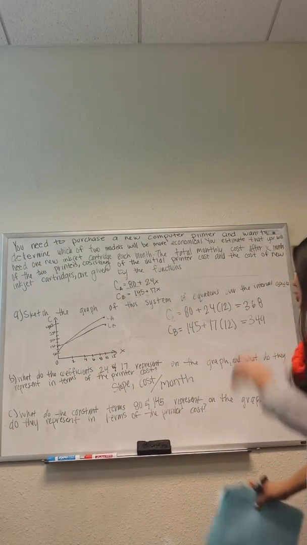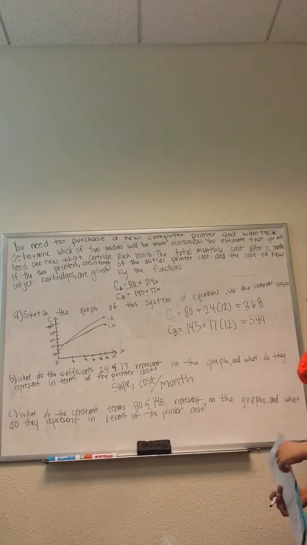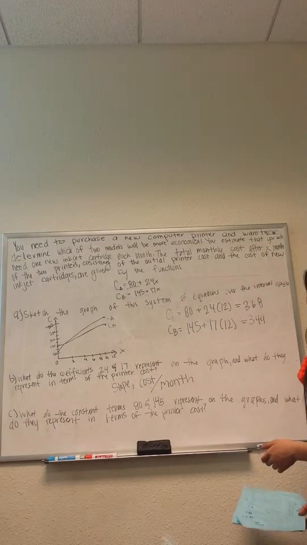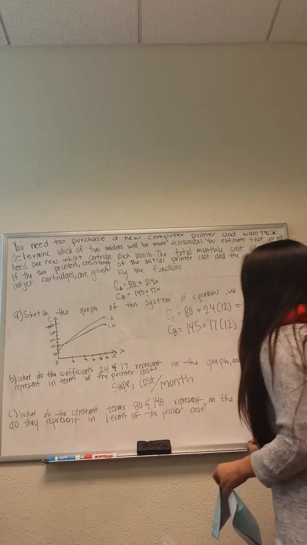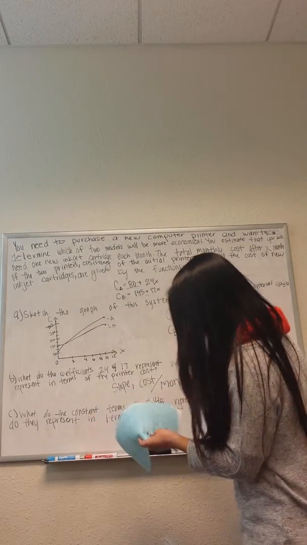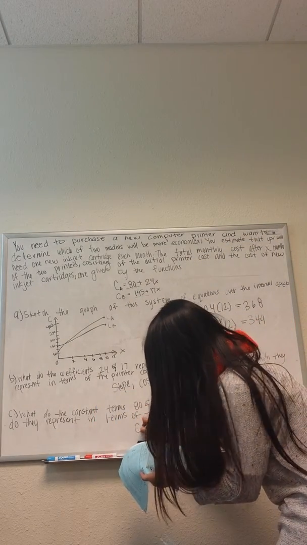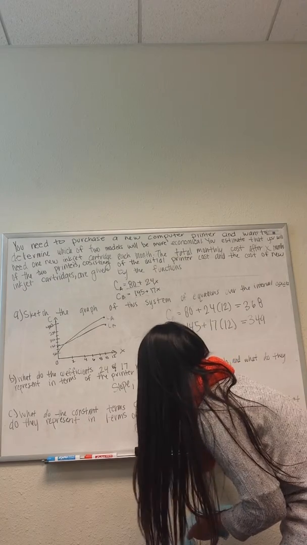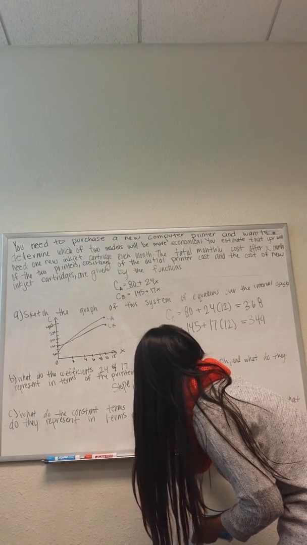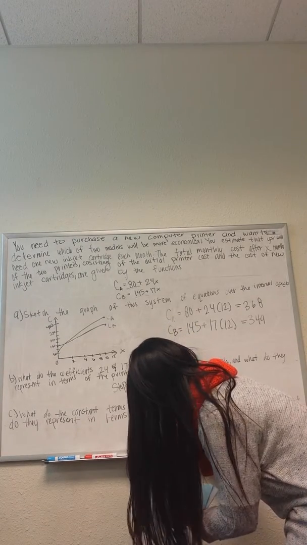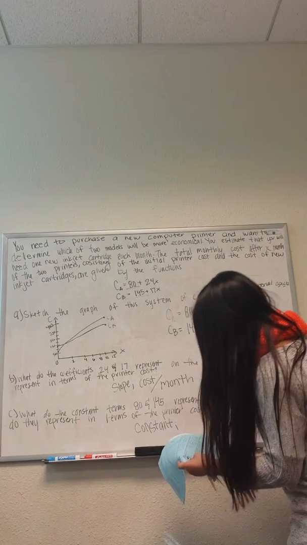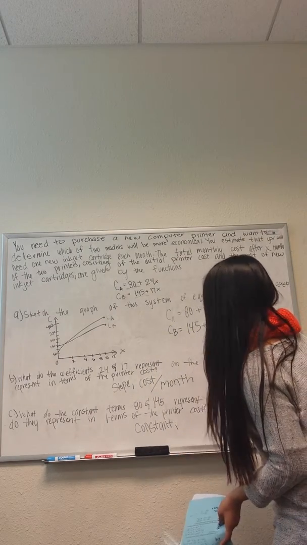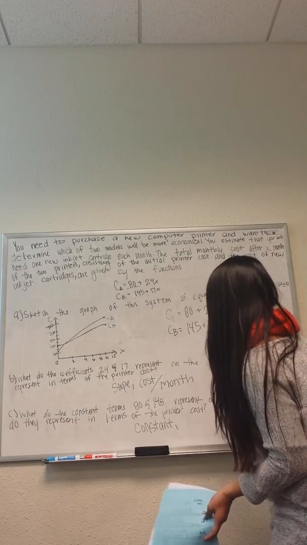And for part C it says, what do the constant terms 80 and 145 represent on the graphs, and what do they represent in terms of the printer cost? They're the constant terms because they're not going to change. And in terms of the printer cost, they're the initial costs of the printers.